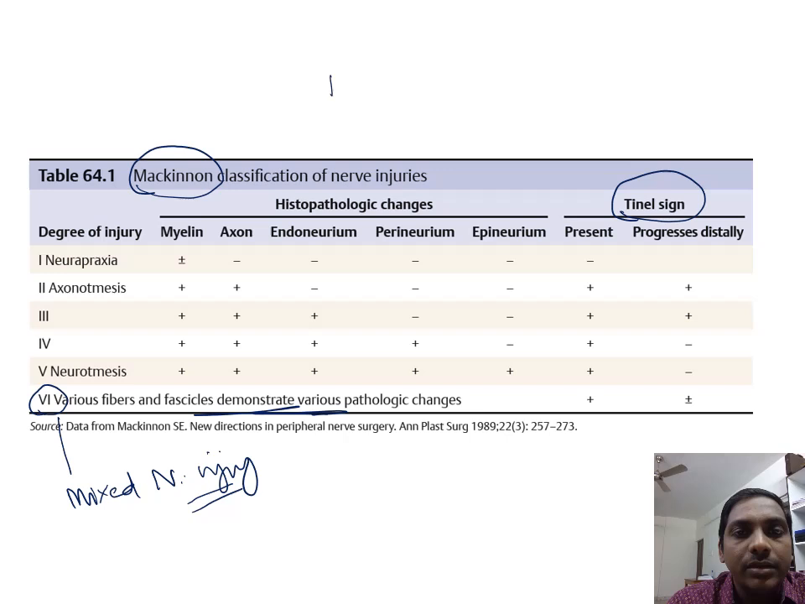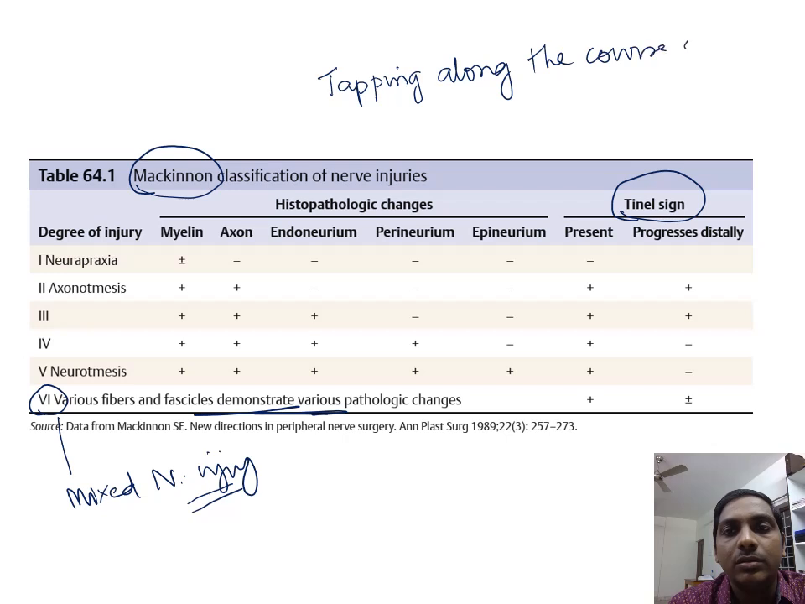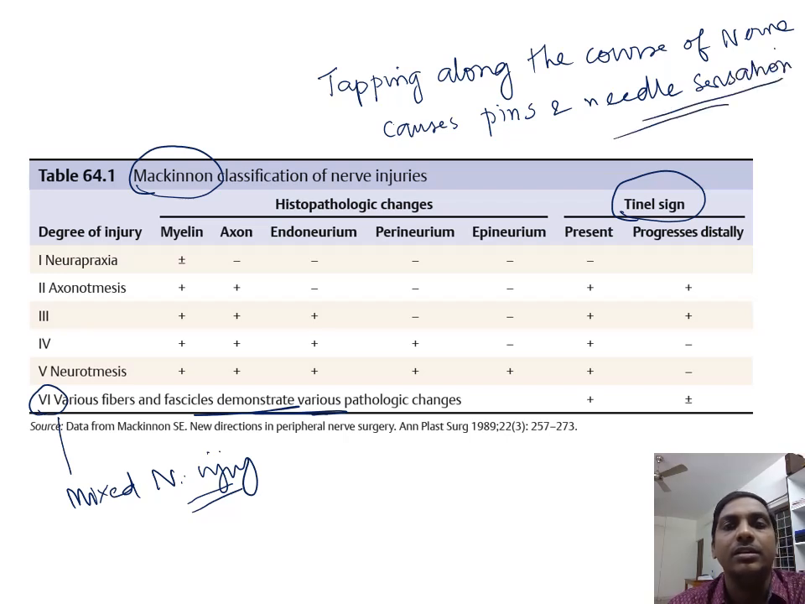So Tinel sign is nothing but tapping along the course of the nerve causes pins and needle sensation or hyperesthesia. So pins and needle sensation. This is a positive sign. Like when the Tinel sign is present, the nerve is very likely to undergo a recovery. That is a positive sign for us. What if without any stimulus there occurs a sensation of hyperesthesia?